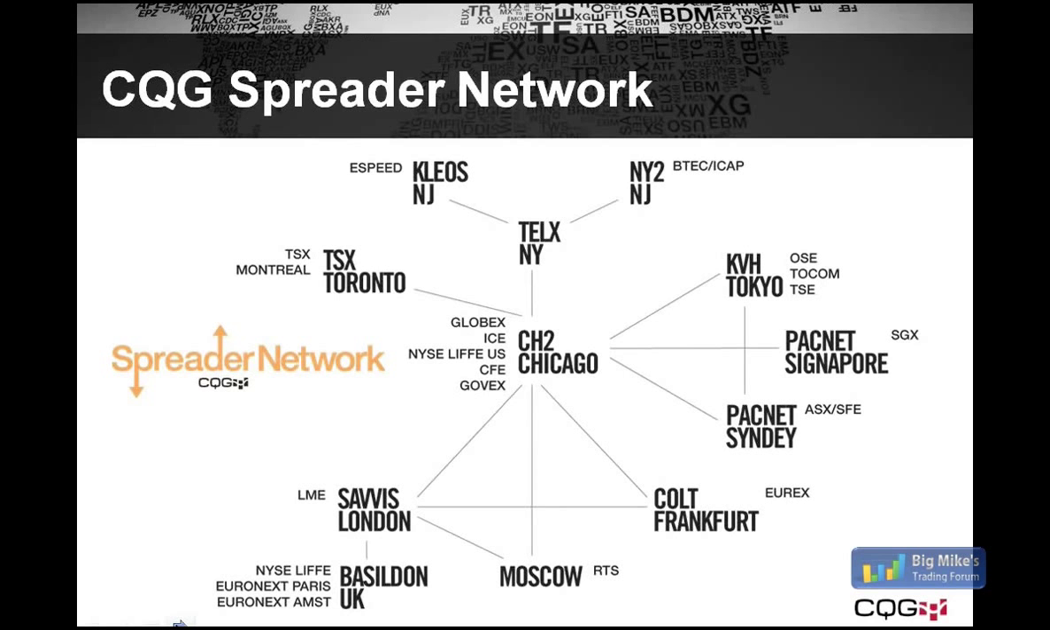And of course, where I'm located here in Chicago, we have Globex, ICE, NYSE Life, CFE, and GovX is our third treasury venue. So you can see from our spreader network, we give you connectivity all around the globe. Again, we manage the infrastructure, so all you worry about is the trading. And it provides you connectivity to also spread contracts against each other from these locations.